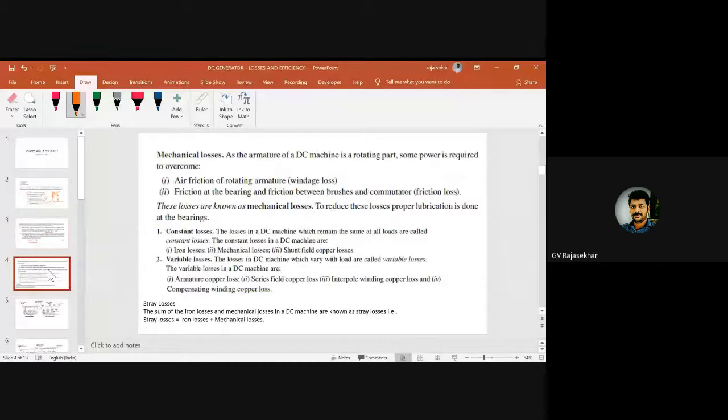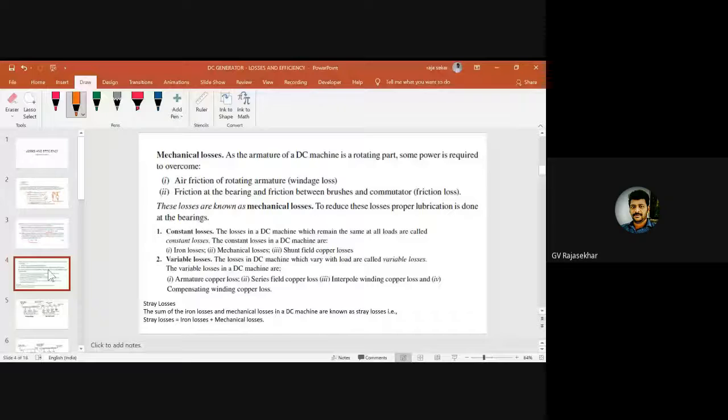Next, mechanical loss, which is very important. In a transformer, since there are no moving parts, there are no mechanical losses. When there are moving or rotating parts, some power is required to overcome the air friction of the rotating armature. That is called windage loss. Inside the machine there is air between the stator and rotor. When we start the machine, the armature has to overcome the friction caused by the air. That we call windage loss.